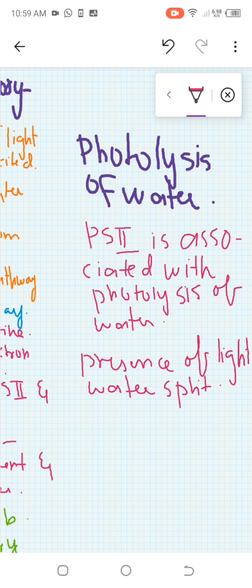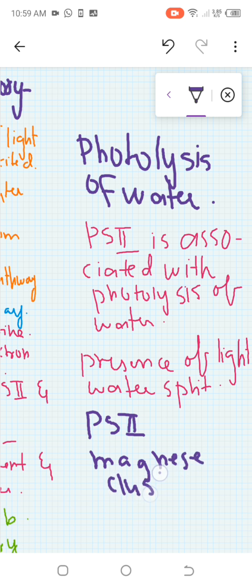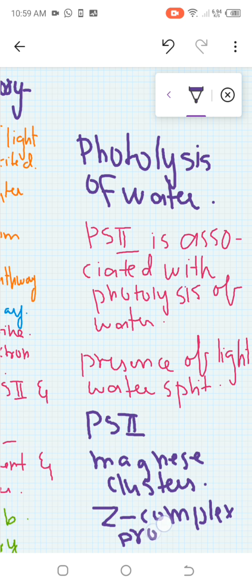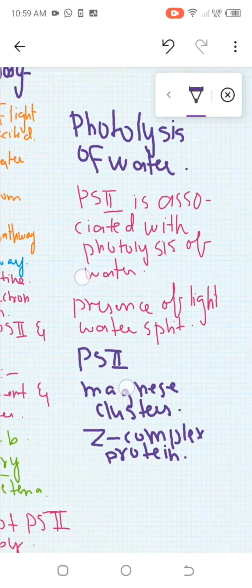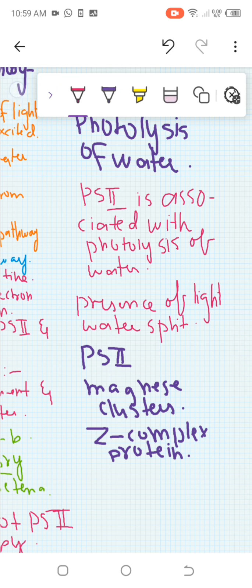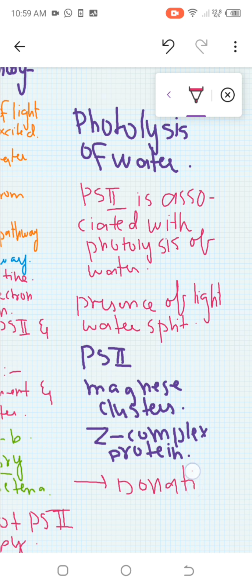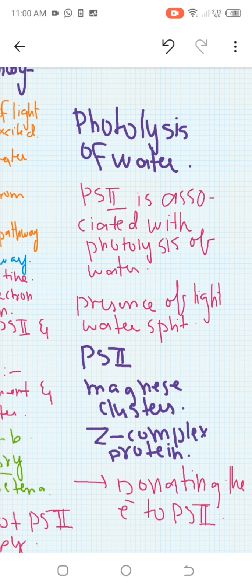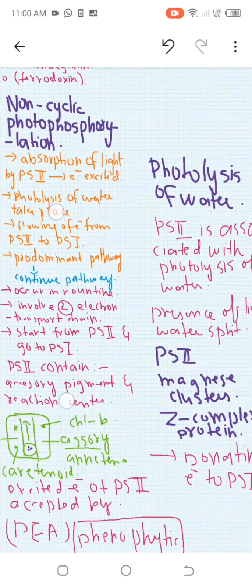Okay, when water will split, now here the main point is PS2 contains what? PS2 contains manganese clusters, Z complex protein, along with associated proteins. Now, what does photolysis of water do? What is actually the work of photolysis? The work of photolysis is basically donating the electron to PS2. Donating the electron to PS2. Okay, so I hope till here it is clear to you. In the next video we're going to make the whole non-cyclic in the diagram form, and I'll explain each and everything again. Okay, so bye bye.